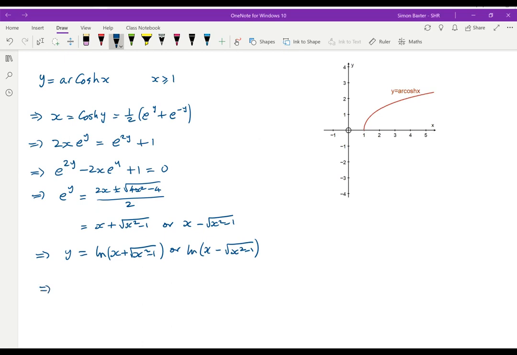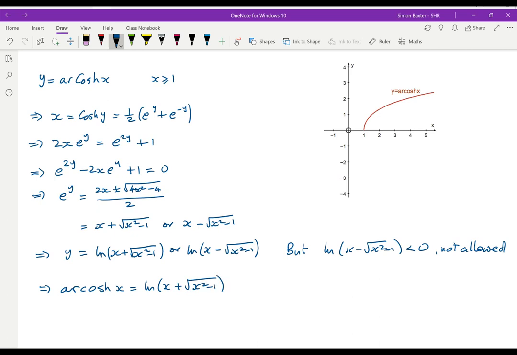So this tells us, let's just put that in, log of x minus root x squared minus 1 is less than 0, and so not allowed. And that tells us that arcosh x, which is what y is equal to, is log of x plus root x squared minus 1, and that works if x is greater than or equal to 1. So there's arcosh x, just a slight complication at the end.